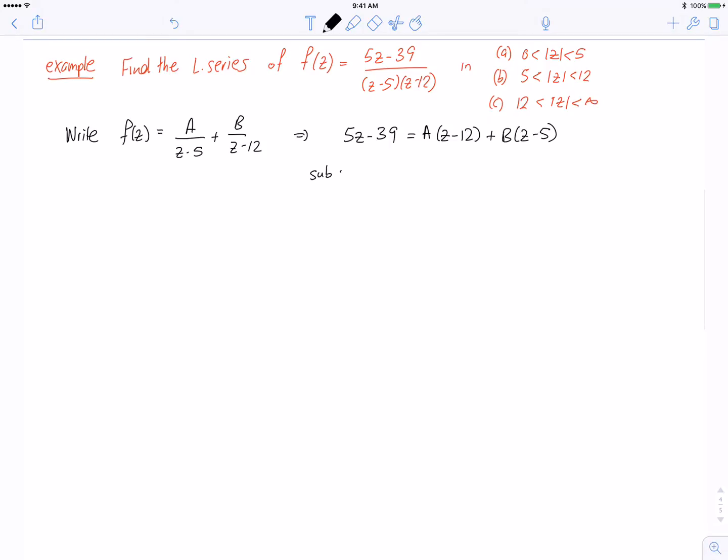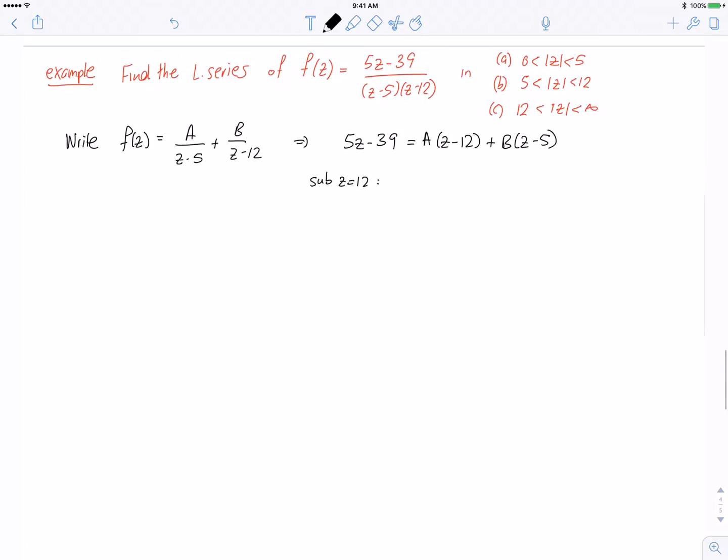If I sub in z equals 12 into this equation, on the left I get 21. On the right I'm just going to get 7b. So therefore b is equal to 3. If I sub in z equals 5, on the left I get negative 14. On the right I'm going to get negative 7a. So therefore a is equal to 2. So therefore f of z is going to equal 2 on z minus 5 plus 3 on z minus 12.